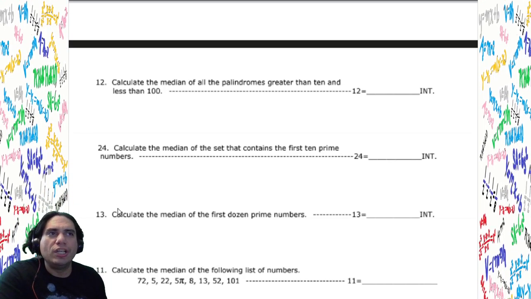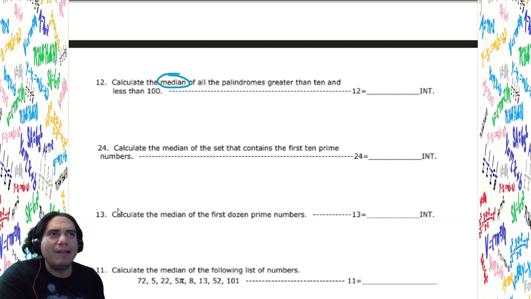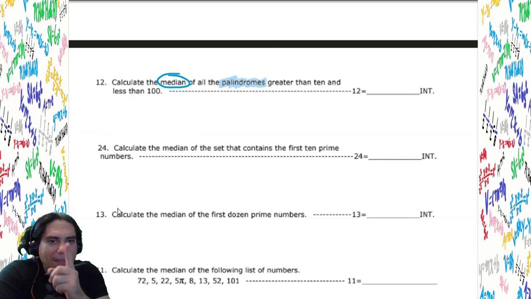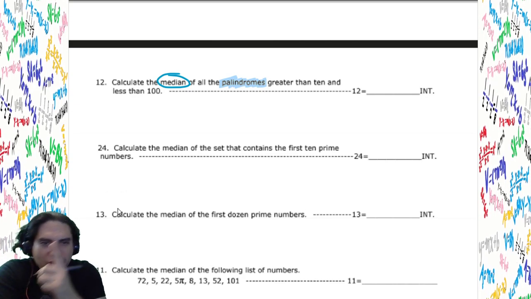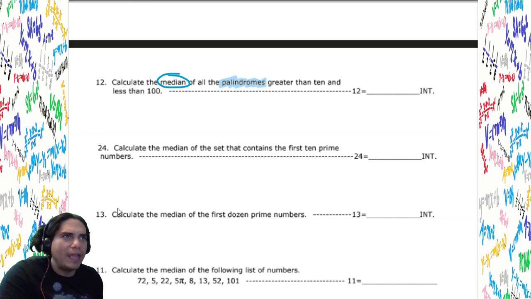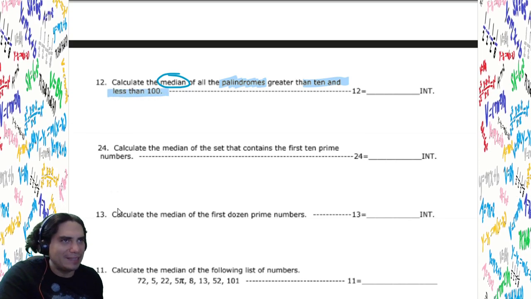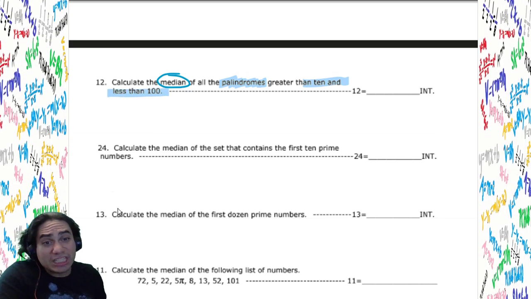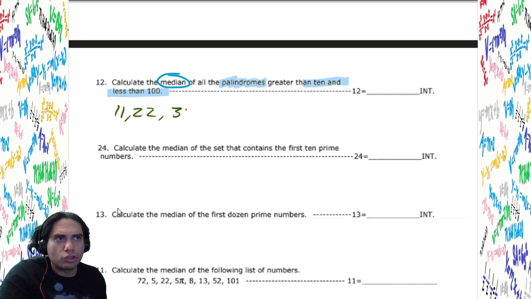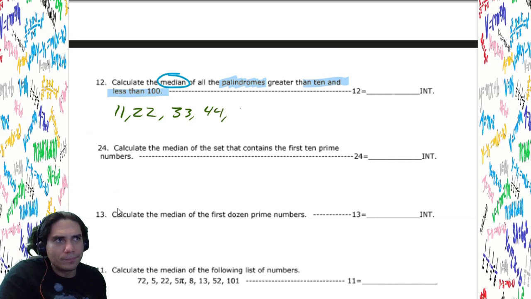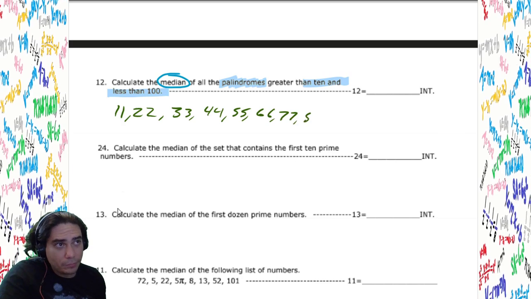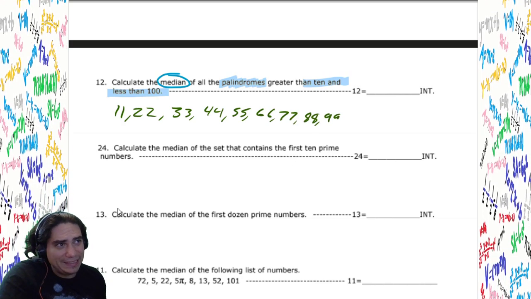So what we got to do here is now calculate the median, right? That's what we see. And not just median, but we gotta know that vocabulary again. Palindromes, same forwards as backwards. Same from left to right and right to left. That's how we do it, okay? Greater than 10 and less than 100. Pretty much all the two digits again. So let's write them out. We got 11, 22, 33, 44, 55, 66, 77, 88. And last but not least, 99.